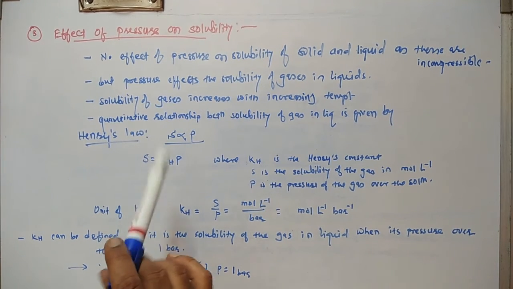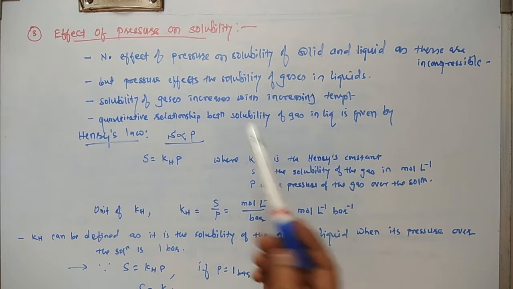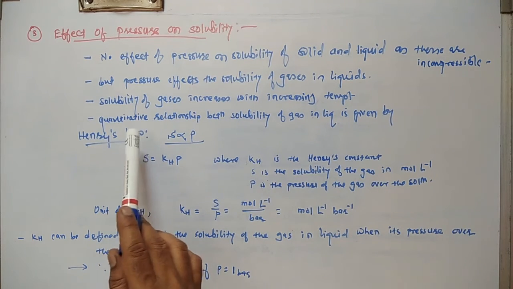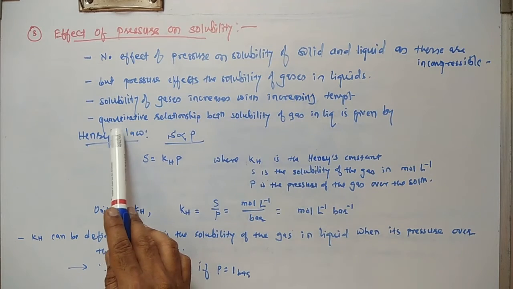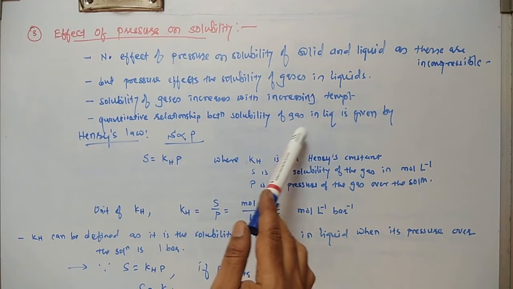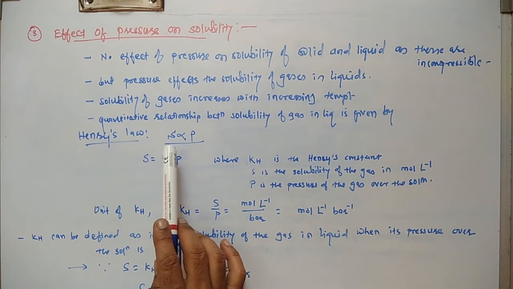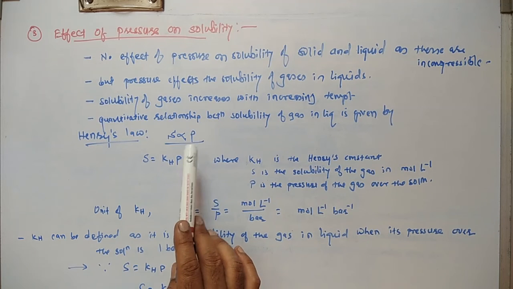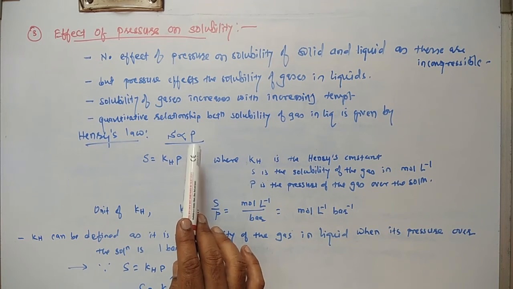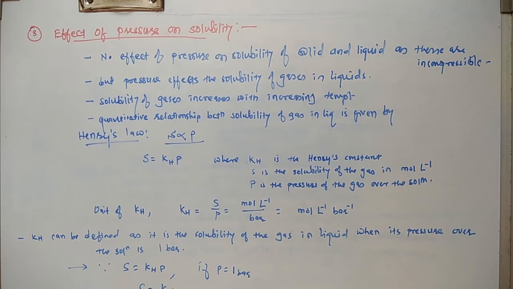In the case of solubility of gases in liquid, the quantitative relationship between the solubility of gas in liquid and pressure is given by Henry's law. So what is Henry's law? It states that the solubility of a gas in liquid is directly proportional to the pressure of the gas over the solution.